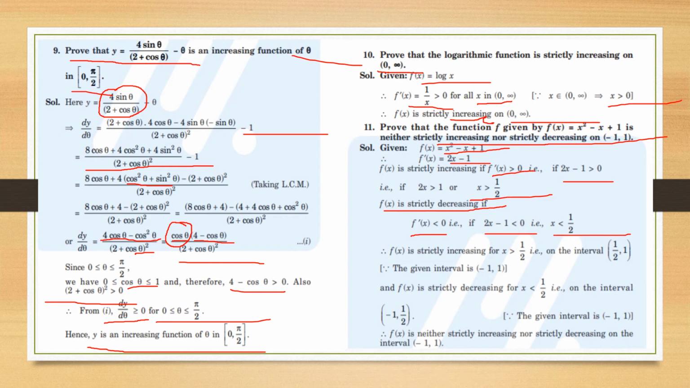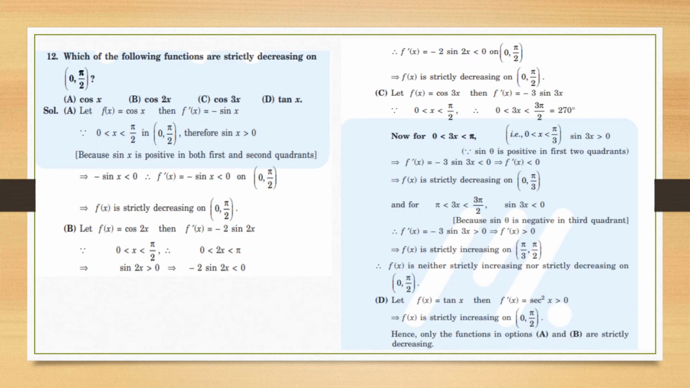So as my boundaries are defined, I do not go for minus infinity and infinity; I have to see the behavior of the function in -1 to 1. For x greater than half, the interval I'm talking about is half to 1. And for strictly decreasing, I have to take the interval from -1 to half instead of minus infinity to half. So it is clear that the function is halfway increasing, halfway decreasing. So it is neither strictly increasing nor strictly decreasing on the complete interval -1 to 1.